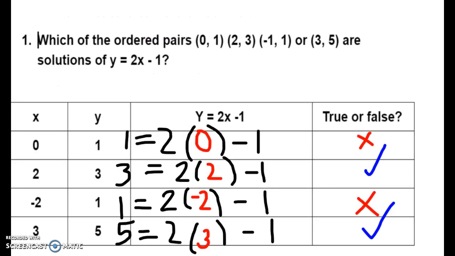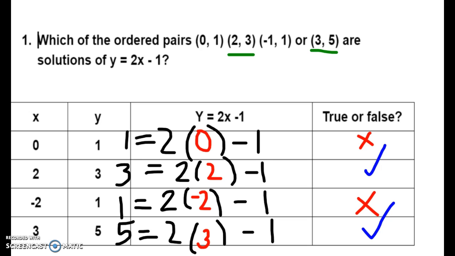And so this is what you should have gotten after you substituted in each of the values and worked through. You should see that 2, 3, and 3, 5 are the only two that are actually solutions for that equation. It's the only time where you put in the x value, you follow the order of operations, and you actually get that same y value.